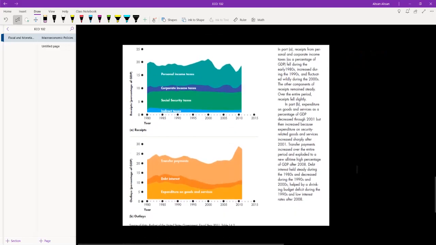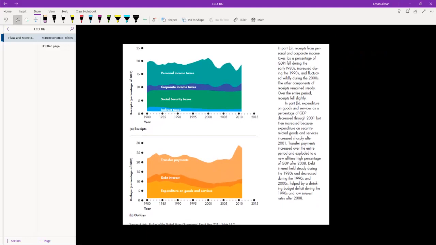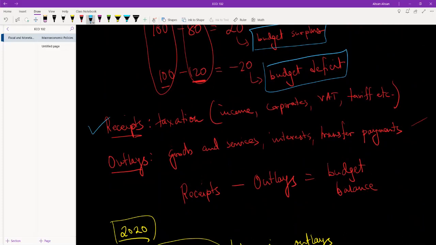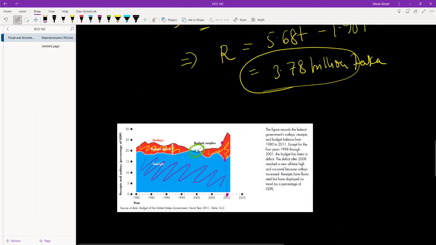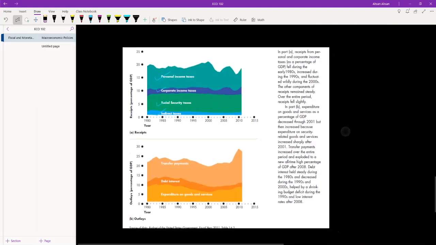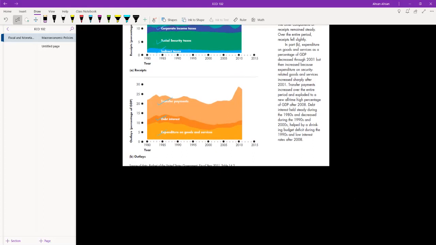Now, if we come to this diagram here, this shows us the breakdown of the receipts and outlays. As I said here, receipts are mostly tax. It's not only tax, but it's mostly tax. And we can see that in the case of the US, the revenues the government made include indirect tax, social security tax, corporate income tax, and personal income tax. There are other receipts as well, but these are relatively small, so they're not included here. And if you look at the outlays, you see the expenditure on goods and services, debt interest, and transfer payments. So this is the case for the US. As I said, you can find a similar thing for any other country in the world.